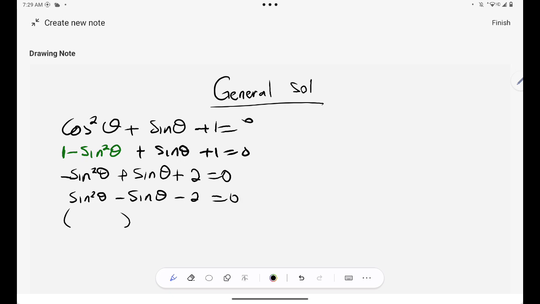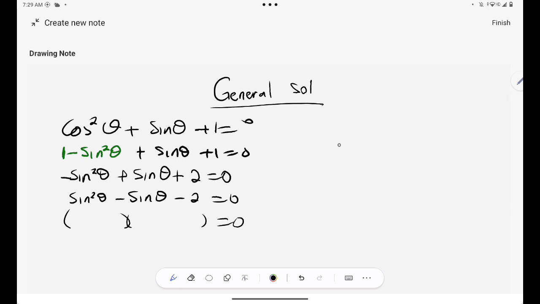This thing is factorizable, guys. Don't be confused by the trig ratios. You can look at it like we have y squared minus y minus 2. We are supposed to find the factors of 2 that when you subtract will give you 1. Just look at it like that. It wouldn't confuse you, because trigonometry and algebra are just one and the same thing.